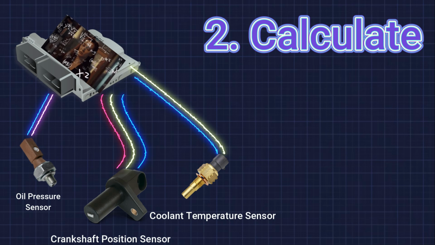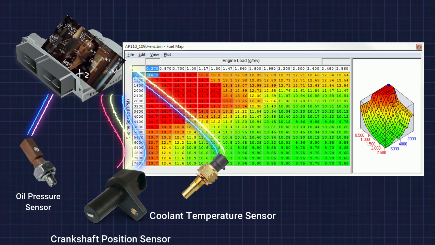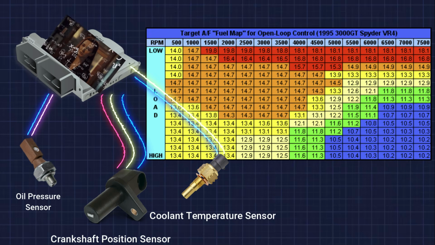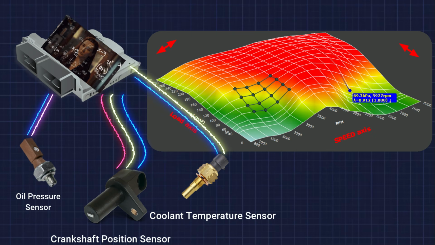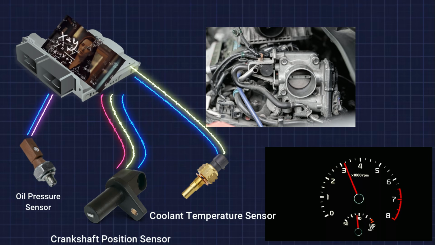This is where the engine control unit looks up the recipe. It takes your live inputs and compares them to the preset lookup tables stored in its memory. It doesn't just think or guess, it simply finds the exact cell in a 3D data map that matches your current RPM and load to determine the perfect fuel and spark timing.